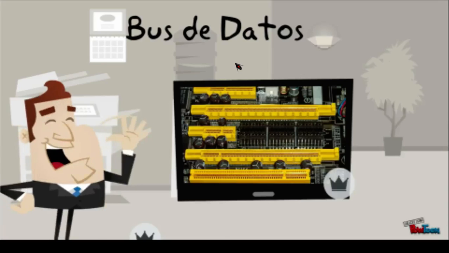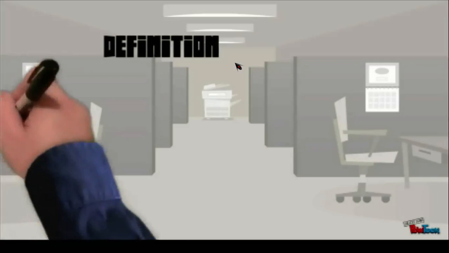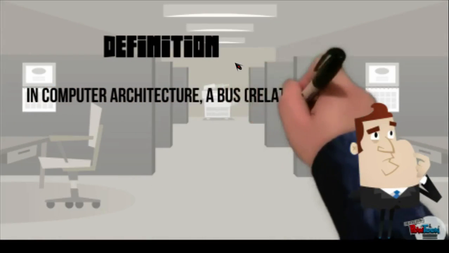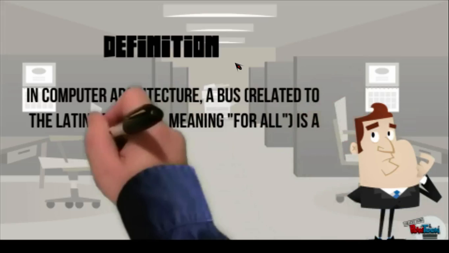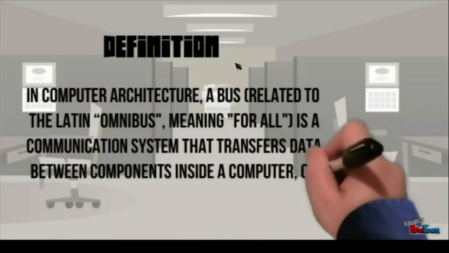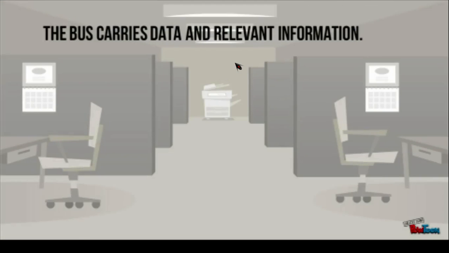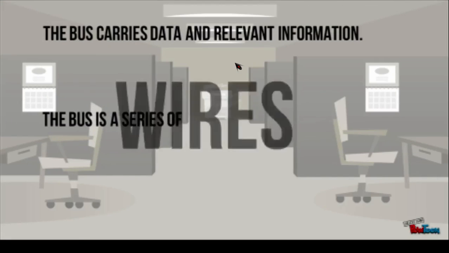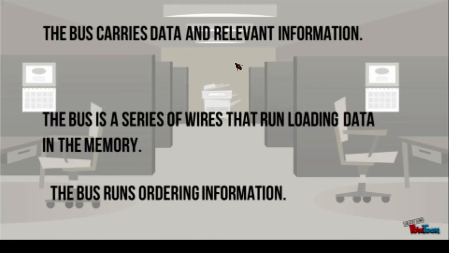Bus. In computer architecture, a bus is a communication system that transfers data between components inside a computer or between computers. The bus carries data and related information. The bus is a series of wires that run loading data in the memory.